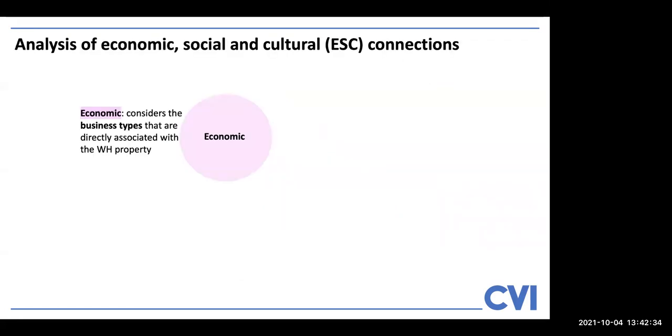To start off with, we're looking at an analysis of the economic, social, and cultural connections, and we consider those individually. The first of these is the economic consideration. We look at the business types directly associated with the World Heritage property.